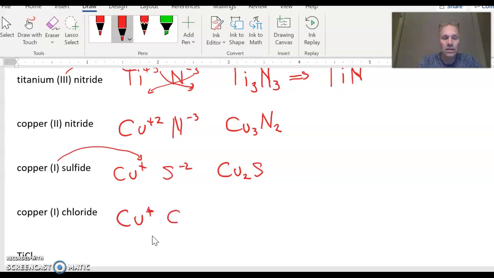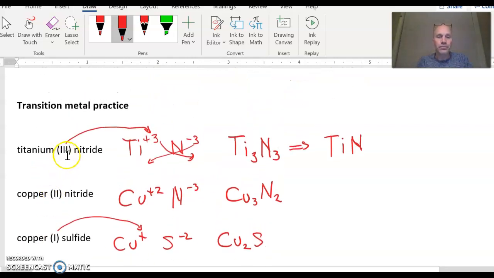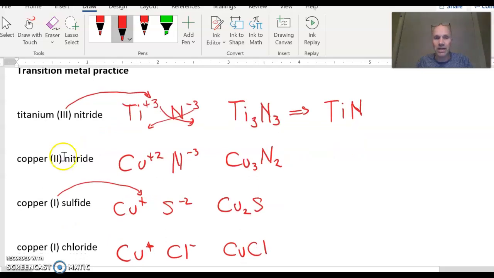All right, chloride is minus. We crisscross those, CuCl. Okay, so one common mistake that people make is that when they see the Roman numeral, they think that the Roman numeral tells you how many of this you have. You just have to realize it's the charge, and then you still have to do the crisscross rule to figure out the formula.